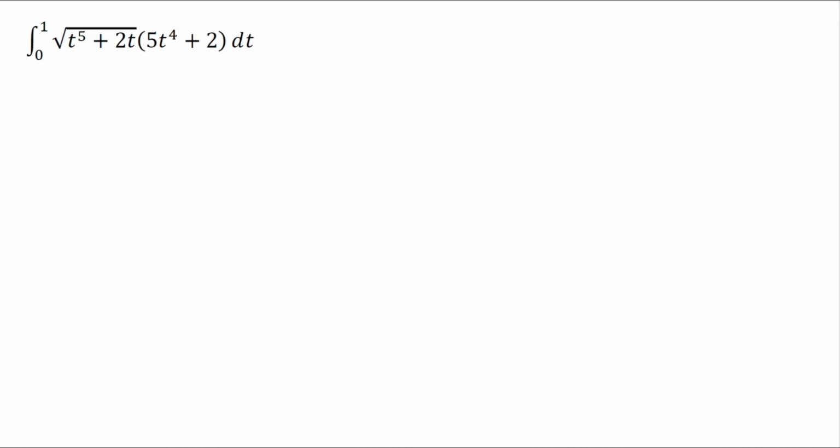All right, for our next one here, we'd want to recognize that what's inside of the square root, if we take its derivative, we actually get the rest of our integrand. So we want to let u equal the stuff inside that square root, t to the 5th plus 2t. And if we have t to the 5th plus 2t, then du should just be 5t to the 4th plus 2 dt, which we've already got.